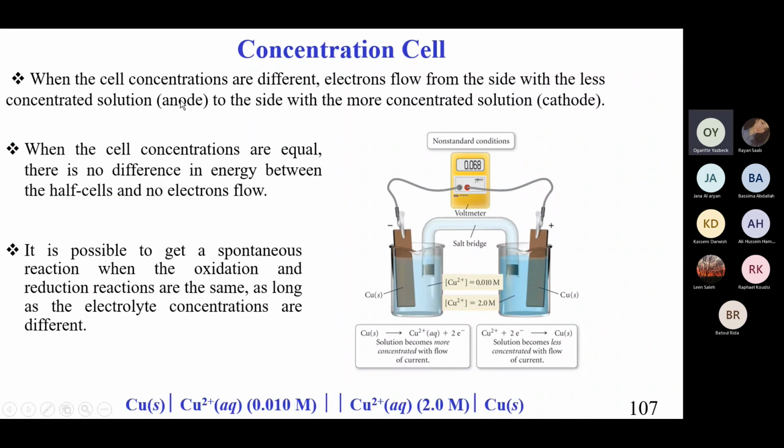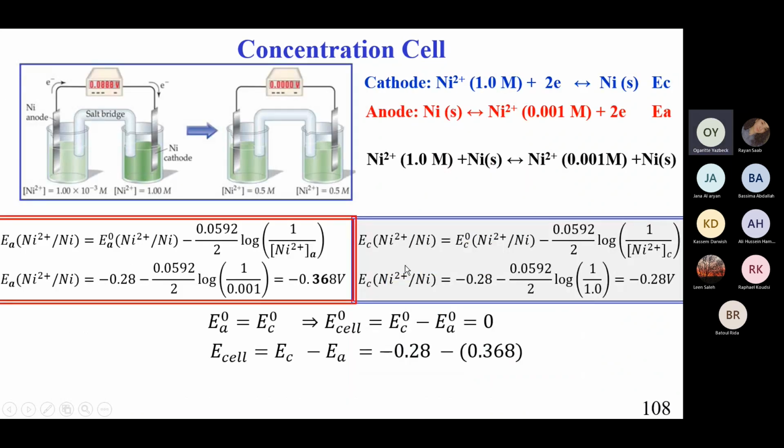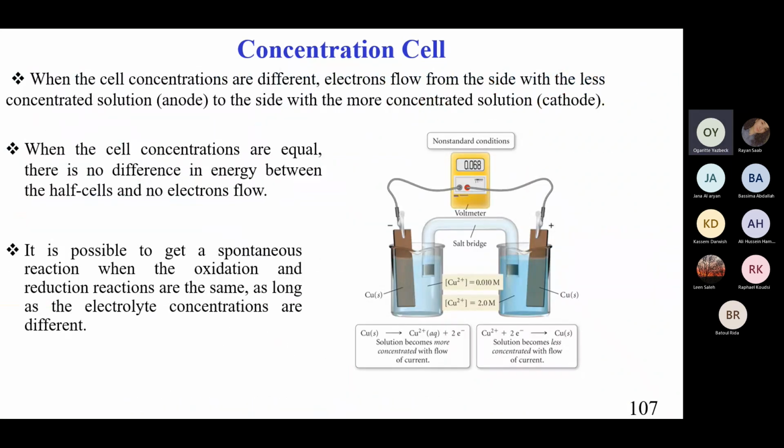What do we mean by that? It means that we have the same electrode on both sides of a battery or of a galvanic cell. So in this example, I have the anode is copper and the cathode is also copper.